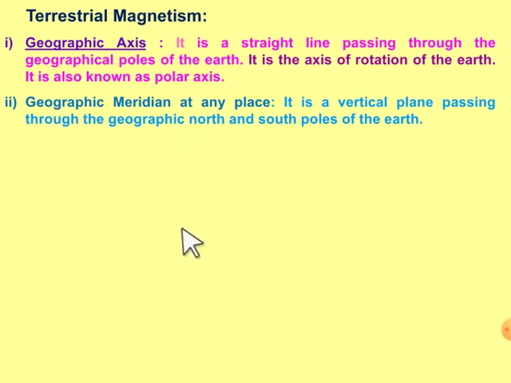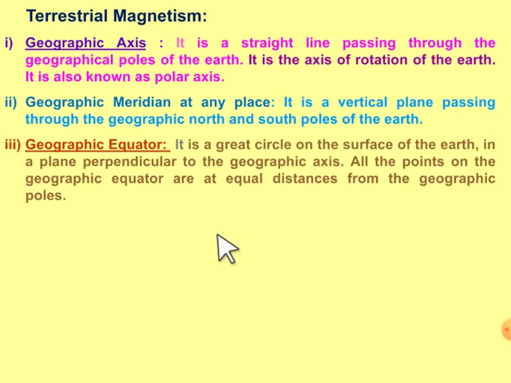Now what is the geographic equator? It is the equator that we have learned in our geography. What is this equator? It is a great circle on the surface of the earth in a plane perpendicular to the geographic axis, and it lies at the middle point of the geographic axis.